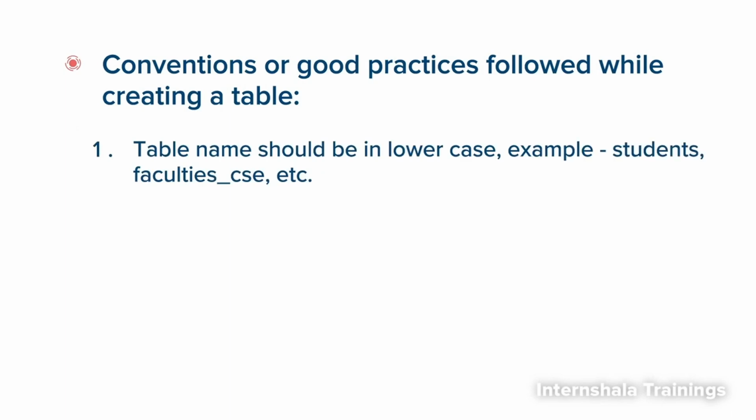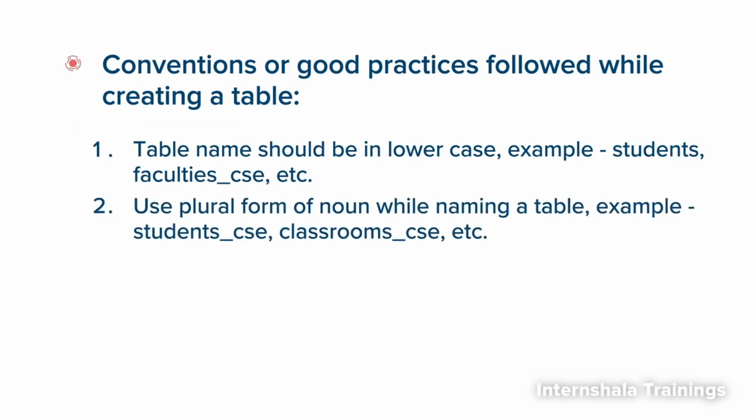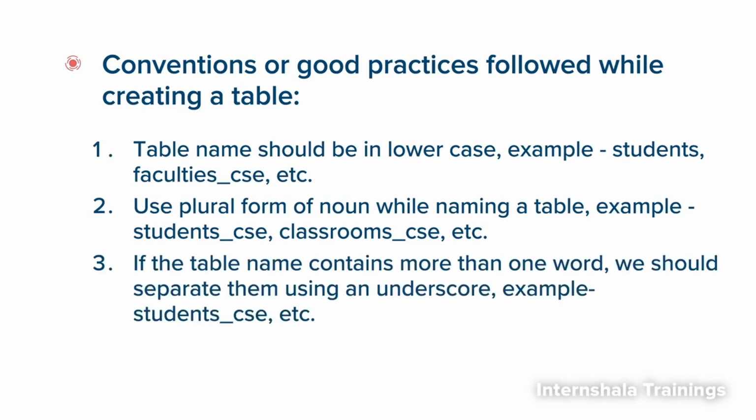First, table name should be in lowercase, for example, students, faculties_CSE, etc. Second, we should use the plural form of a noun while naming a table. For example, students_CSE, classrooms_CSE, and so on. Next, if the table name contains more than one word, we should separate them using an underscore. Example, students_CSE, etc.